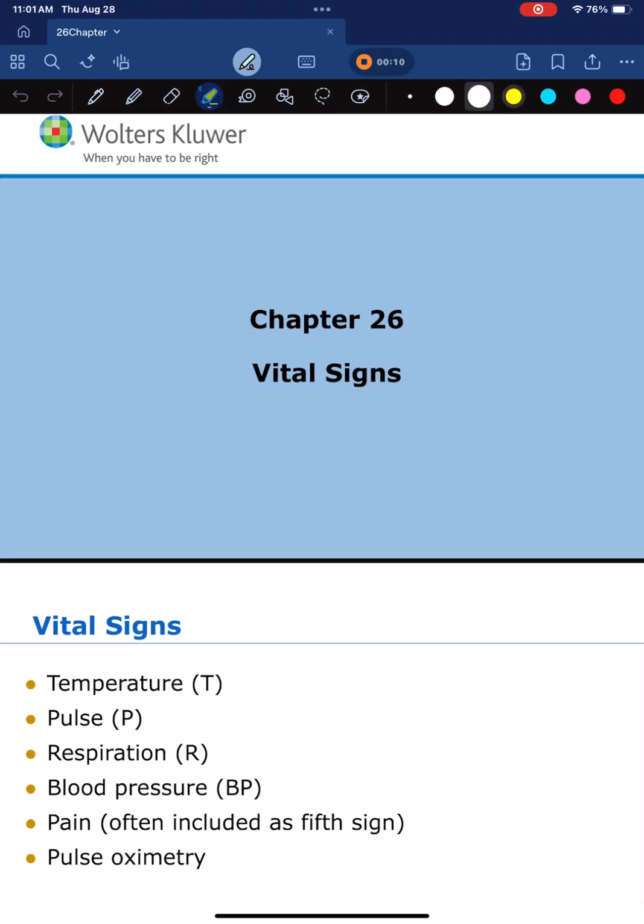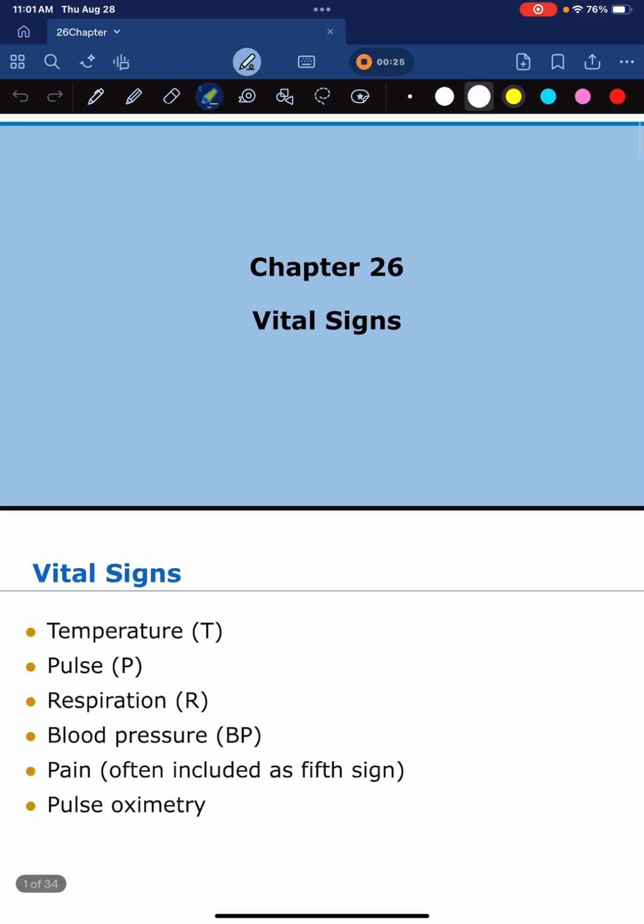Temperature. What are some routes that we can take temperature? Oral, axillary, temporal, rectal. Rectal. Okay. What types of patients do we take a rectal temperature on? Super sick. Babies. If they've had oral surgery, can you do an axillary temp? Mm-hmm. Yeah.